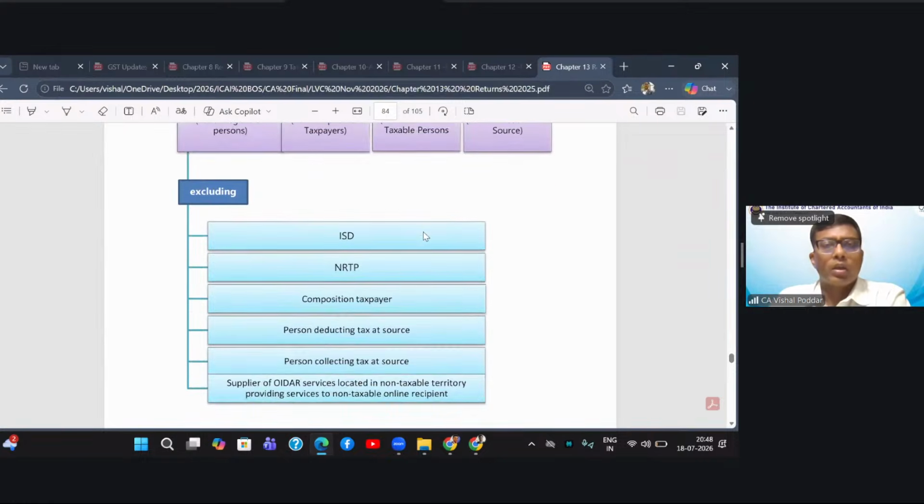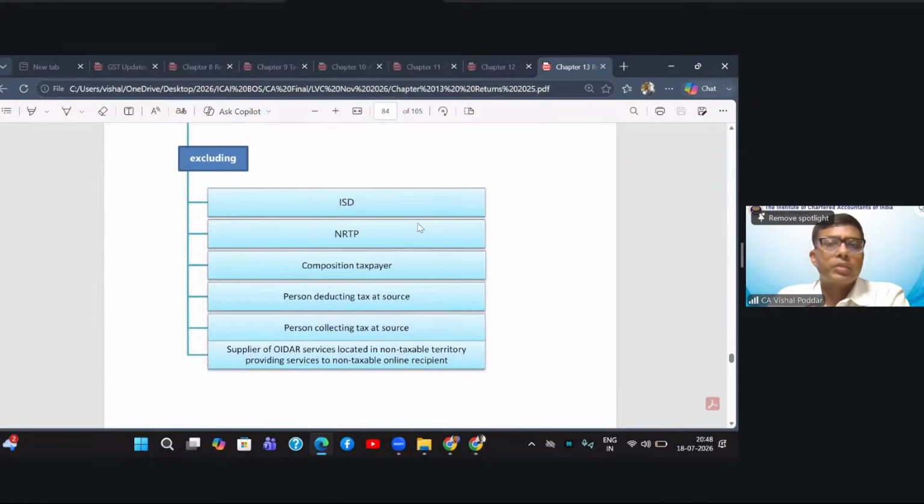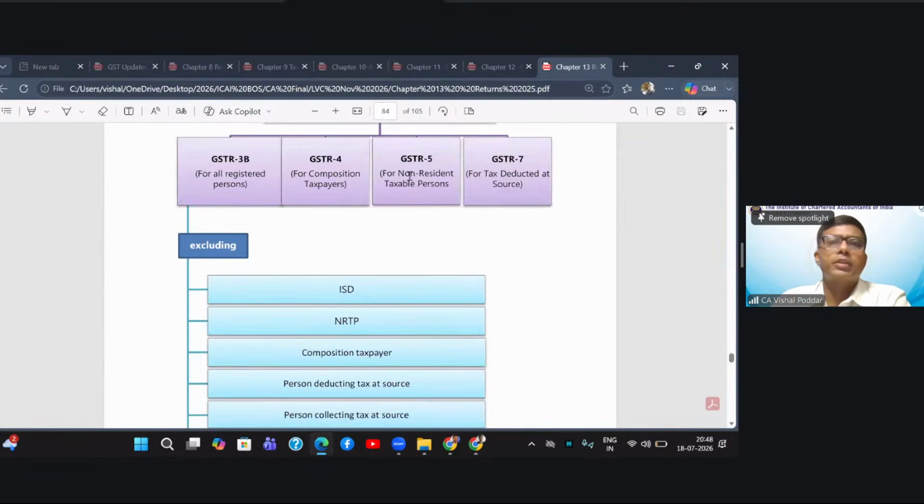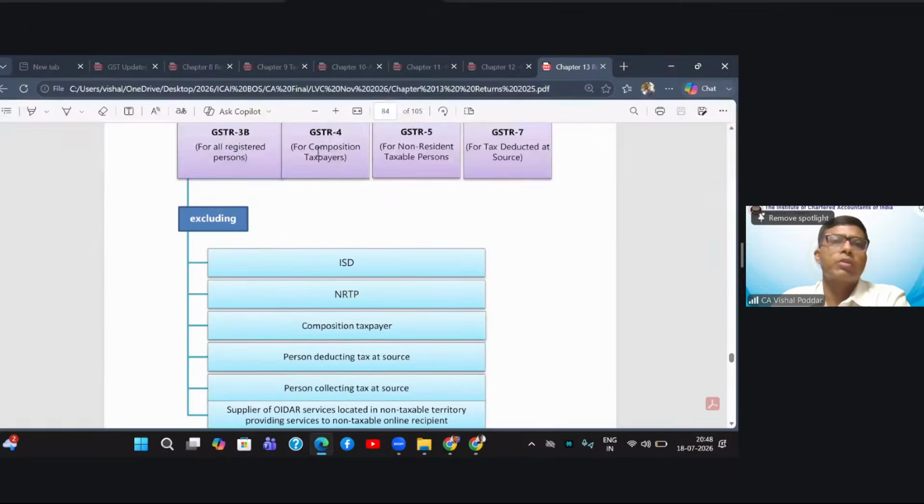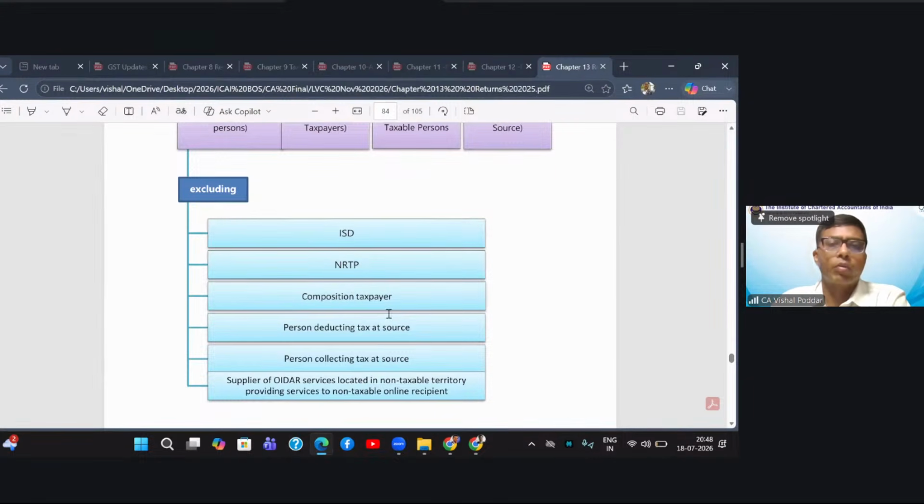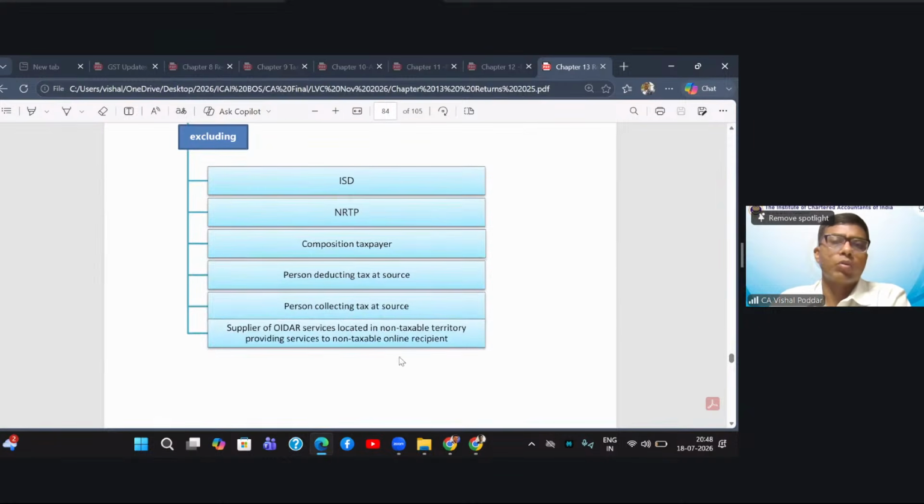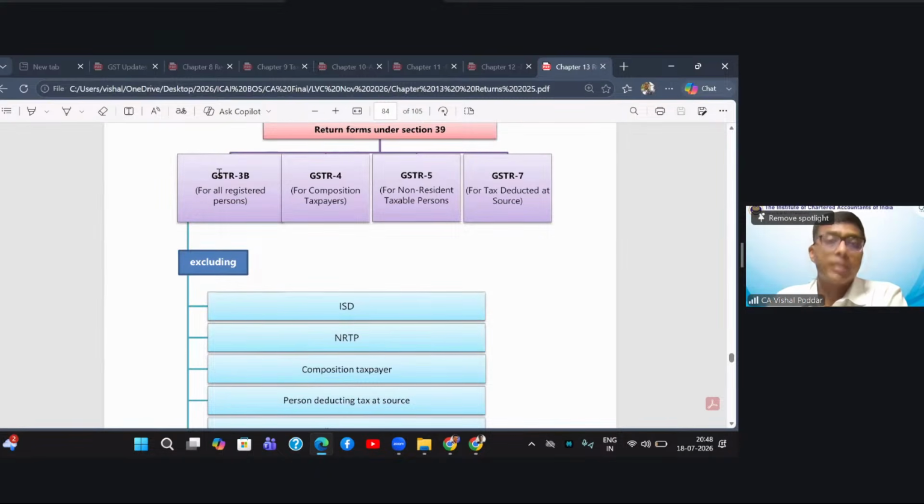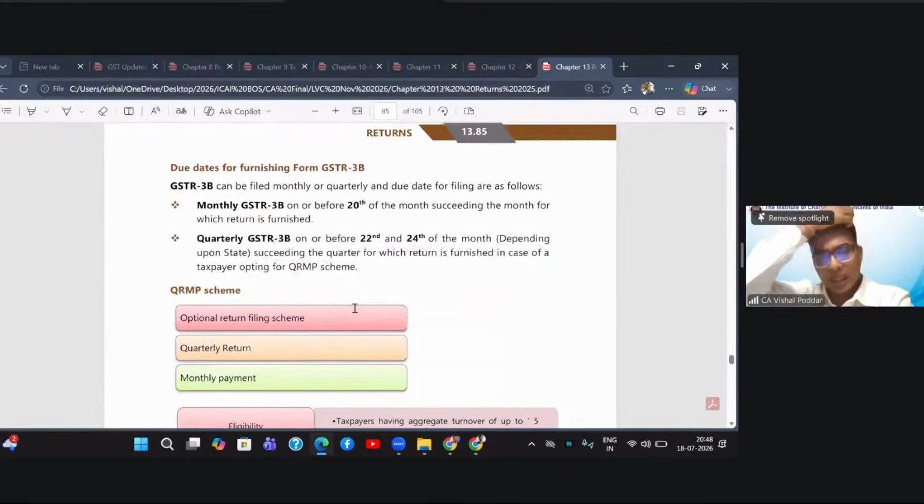Now, who are excluded from this? ISD is not required to file 3B because ISD has a separate return in GSTR 6. NRTP is excluded because it has a separate return in 5. Composition dealer is not required to file 3B because it has a separate return in 4. TDS is 7, TCS is 8, and OIDAR services who are located outside the taxable territory, these people are excluded from filing 3B because they have their own separate forms for filing their tax liability or showing the details of the tax liability.